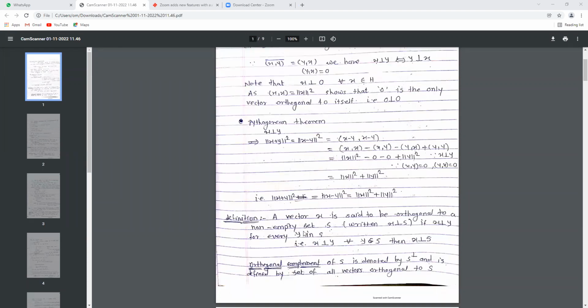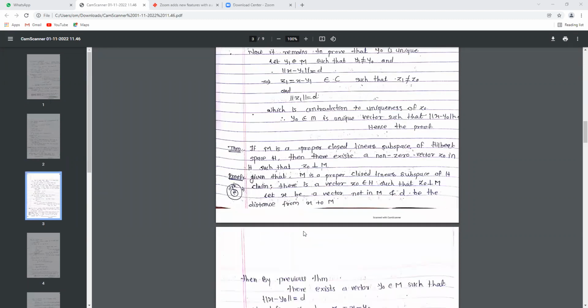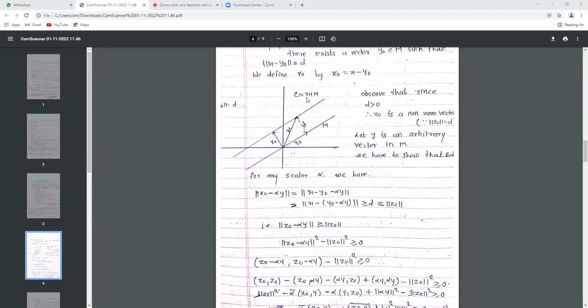Okay, so yesterday we learned orthogonal complements and the theorem which says: if M is a proper closed linear subspace of a Hilbert space H, then there is a non-zero vector Z0 in H such that Z0 is perpendicular to M. We have seen this proof.